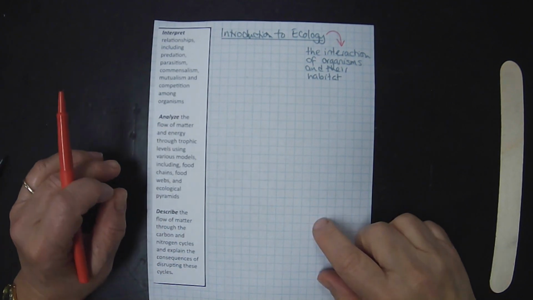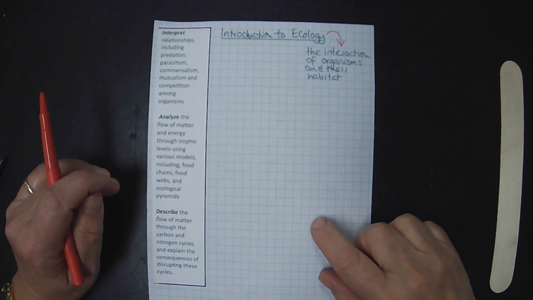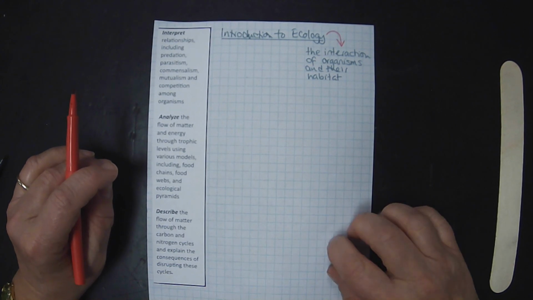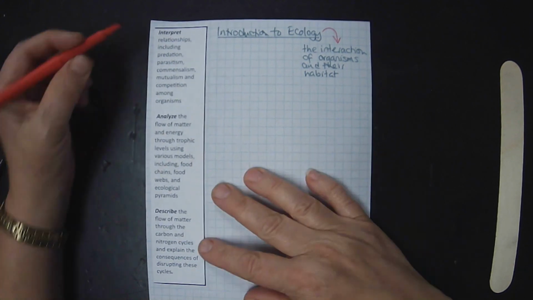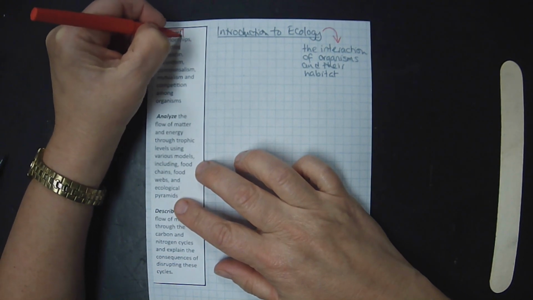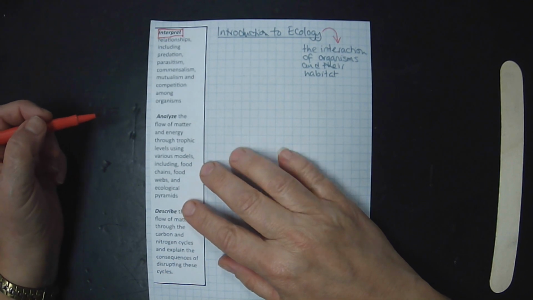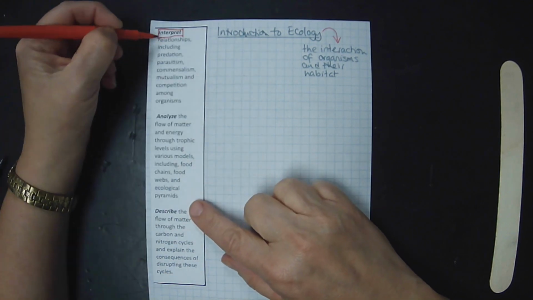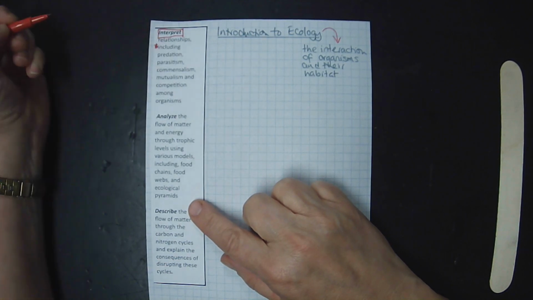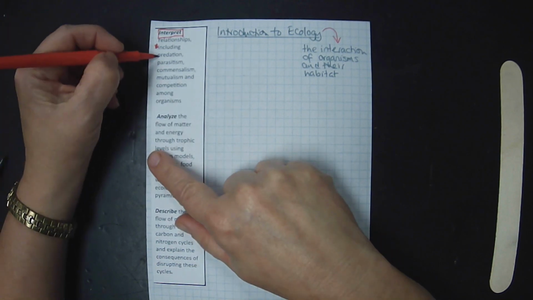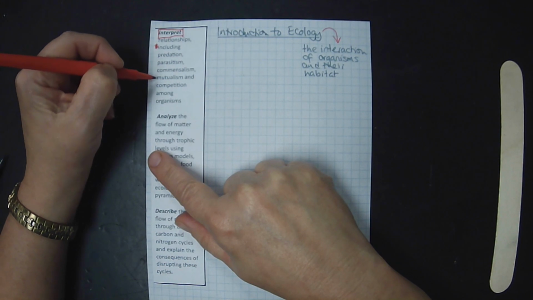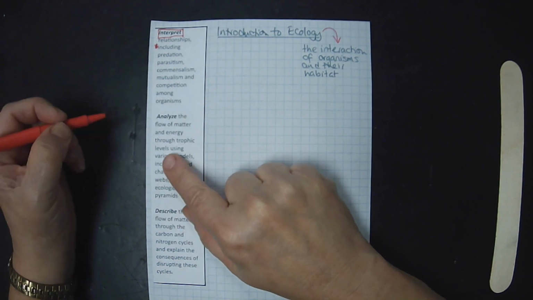We kind of talked a little bit about recycling when we talked about the roles of fungi and bacteria in being decomposers, but we're going to go into just a little bit more detail. So let's get started. The first thing we've got here is interpret. Now, that does not mean translate from one language to another. What are we interpreting? Relationships including, which means if you see the term including, we've got to do it. Including predation, parasitism, commensalism, mutualism, and competition among organisms.